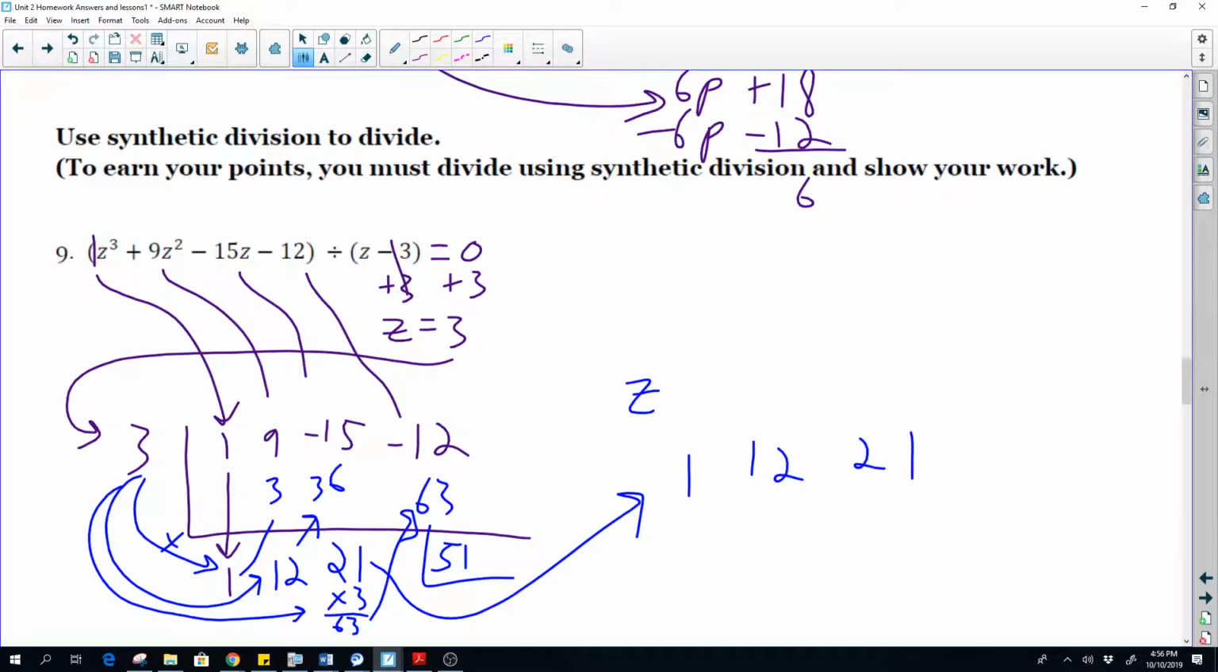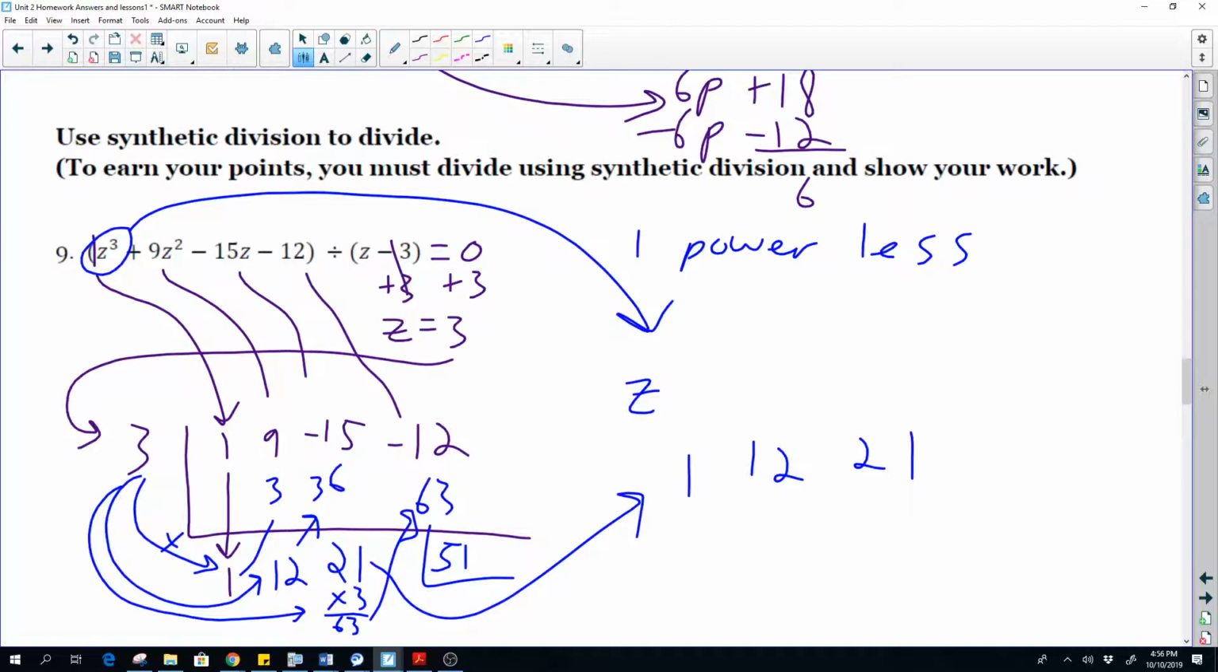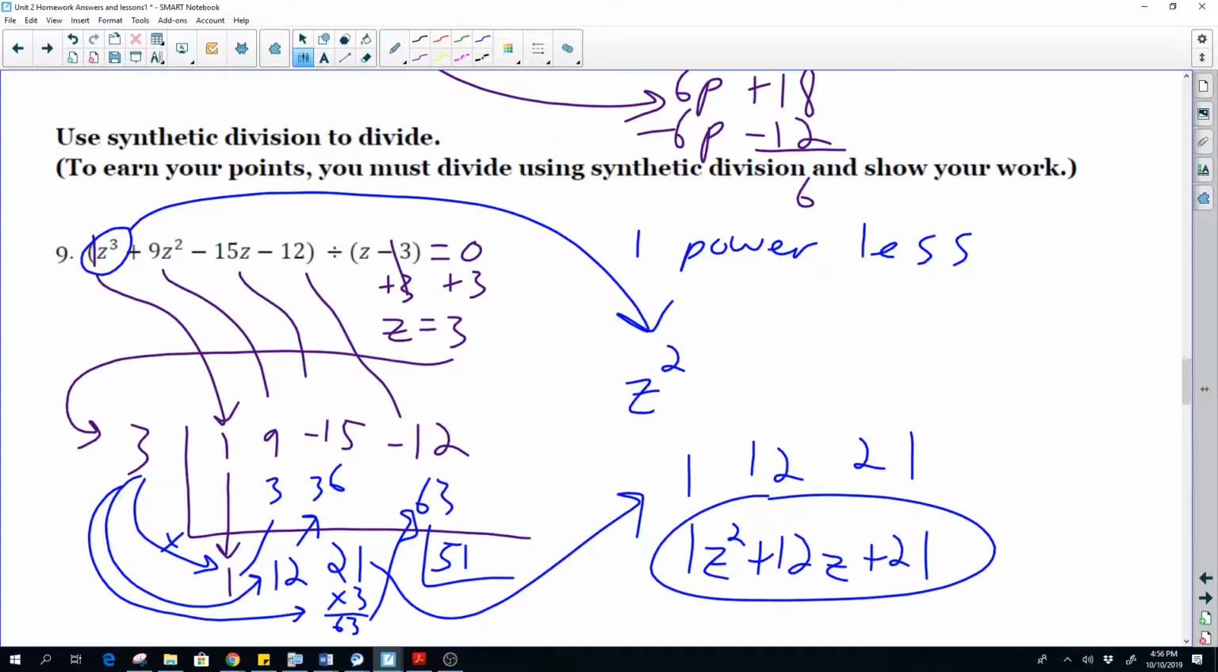That was our variable, z. But are we going to do one power more or one power less? Can you remember? You remember? Start with one power less, right? So instead of z cubed, it's going to be z squared. So we're going to do 1z squared plus 12z, and then plus 21. Beautiful. So that's our answer. You got the same answer as if you would have done long division, using synthetic division.